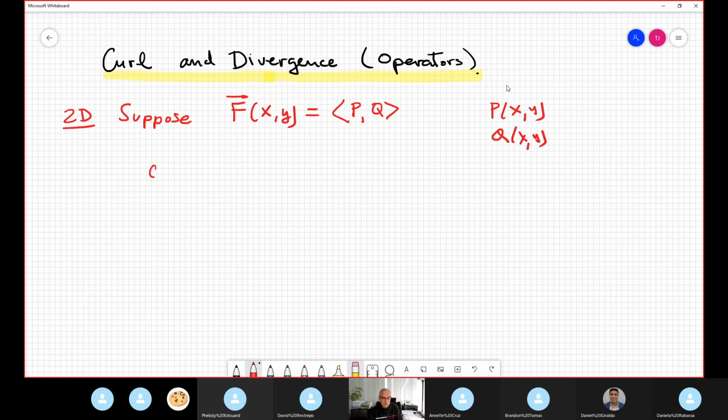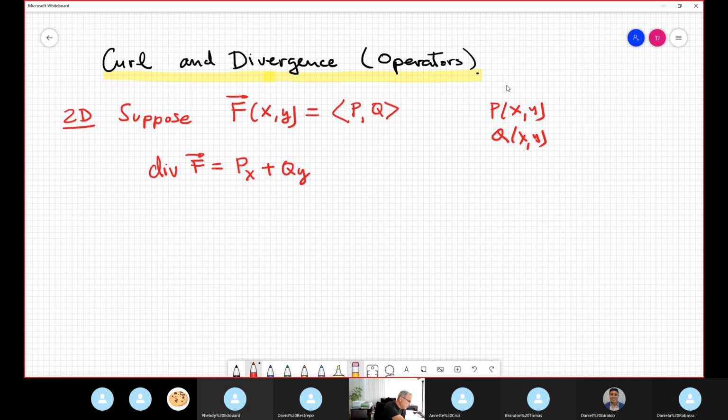Now the divergence, you indicate it like that. The divergence of the vector field F is equal to the partial derivative of P with respect to x plus the partial derivative of Q with respect to y. This is the definition. Now the interpretation is another thing. The interpretation of divergence is relatively easy to understand.